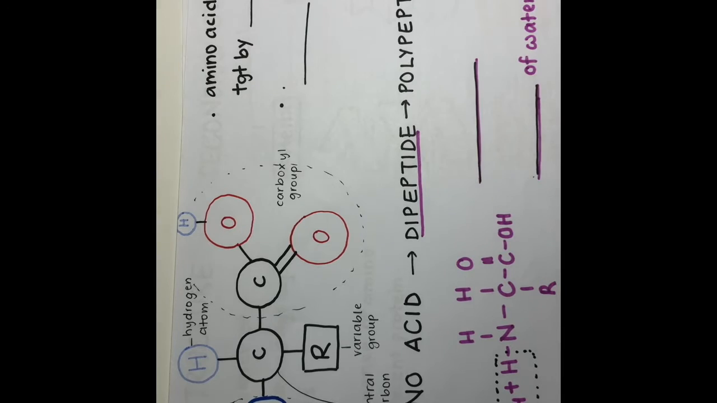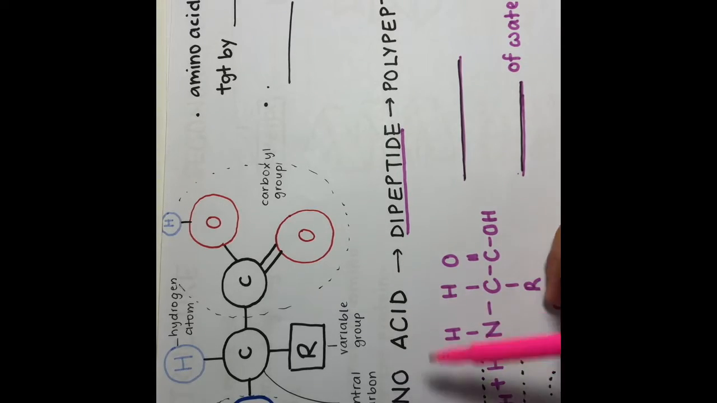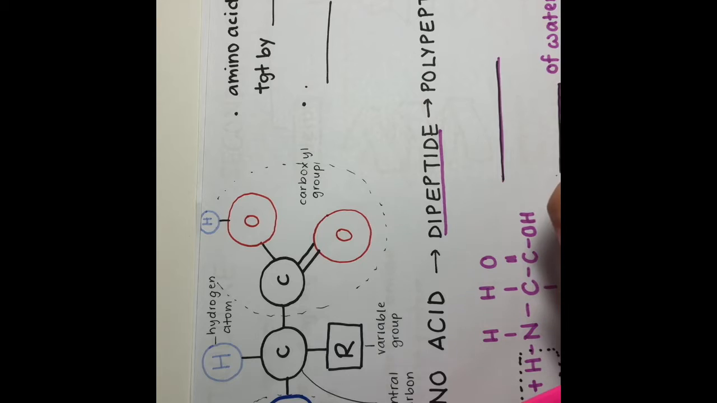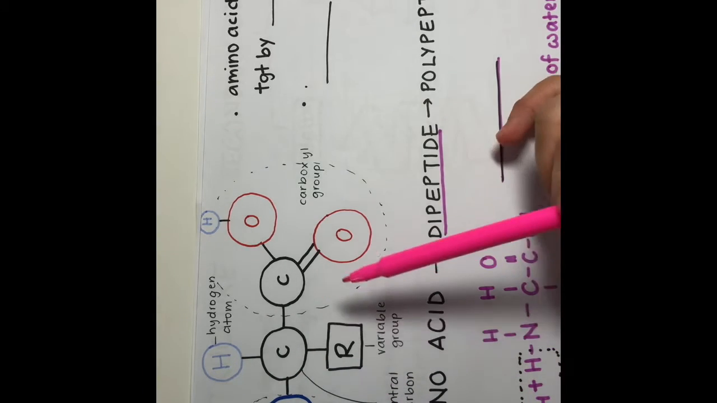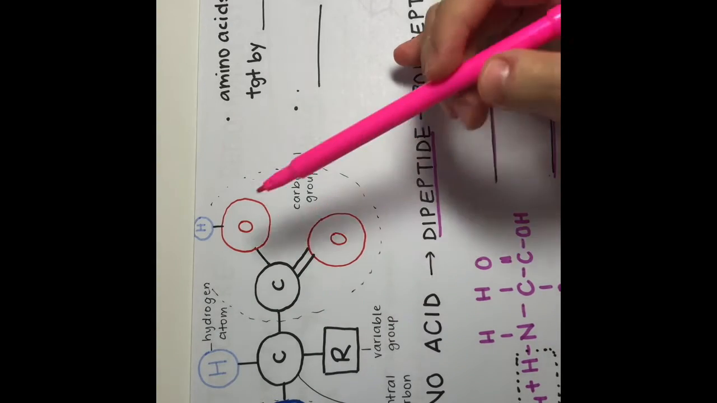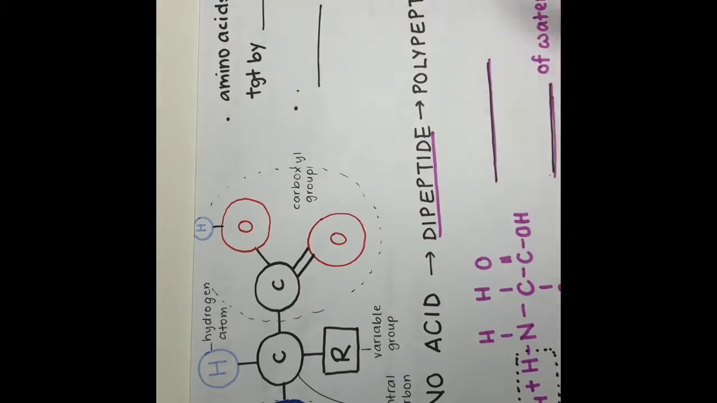Guys, so today I'm going to talk about the structure of protein. So the basic unit of protein is an amino acid, and this is its structure. It consists of an amine group, NH2, a central carbon connected to a hydrogen atom and a variable group, and a carboxyl group, which is C double bond OOH.